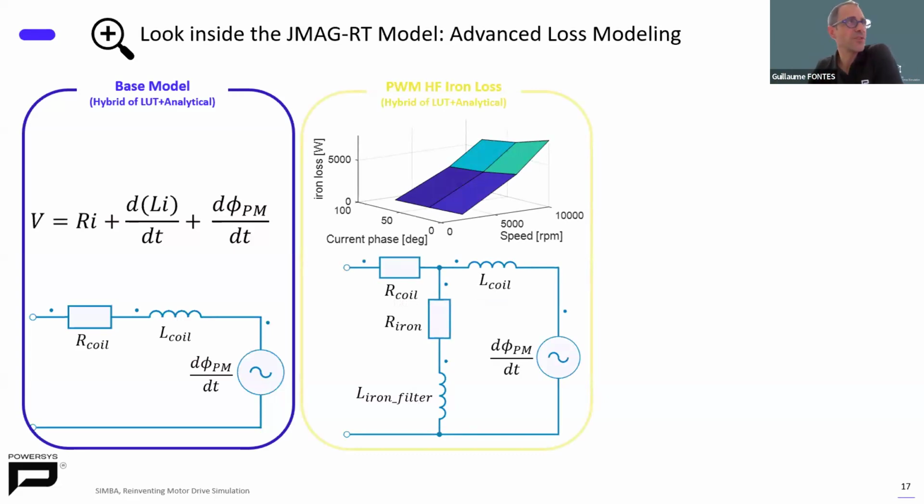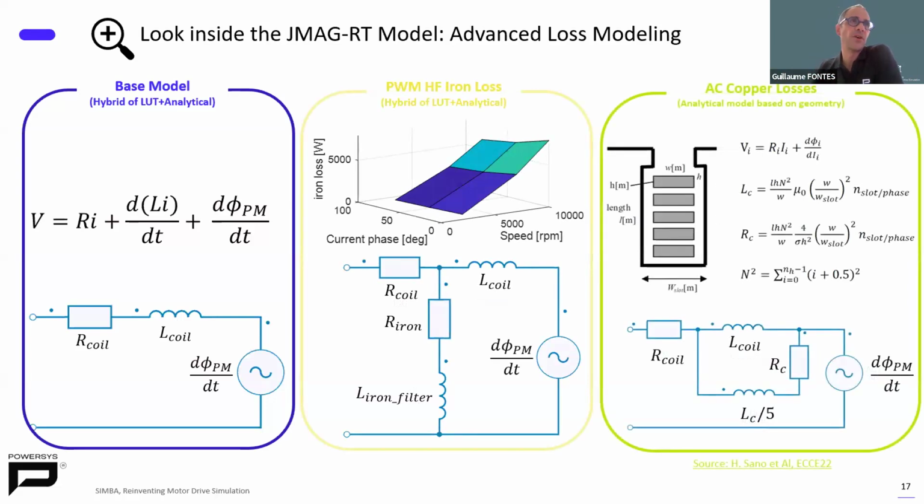It's also possible to consider AC copper losses, even if it hasn't been considered in this example today. And it's extracted with an analytical model based on geometry. All the details of this method, which is very interesting, are in this publication from the ECCE conference in 2022.